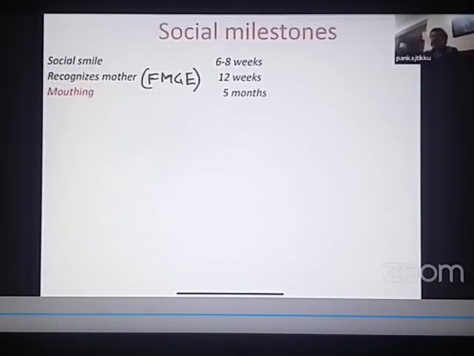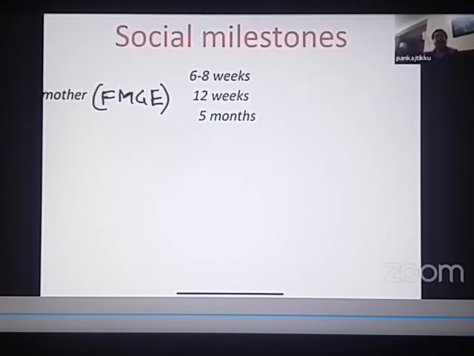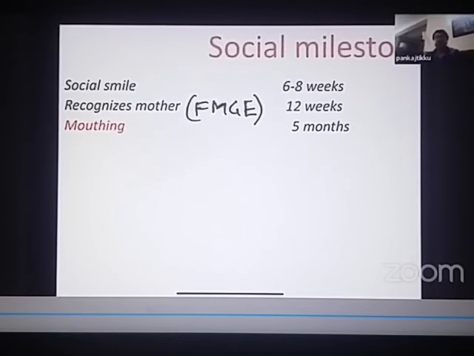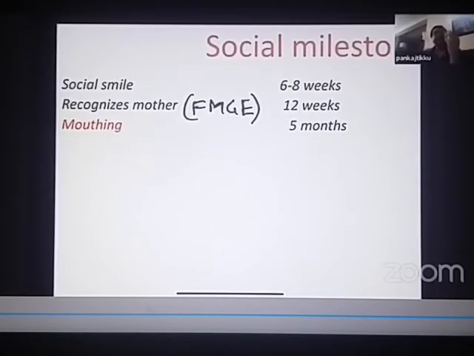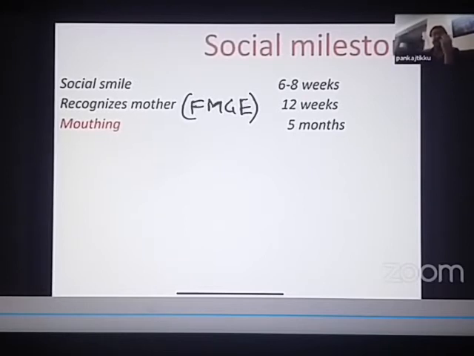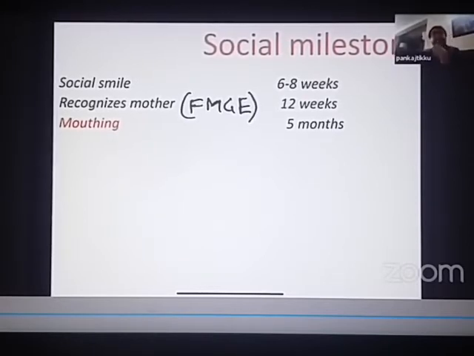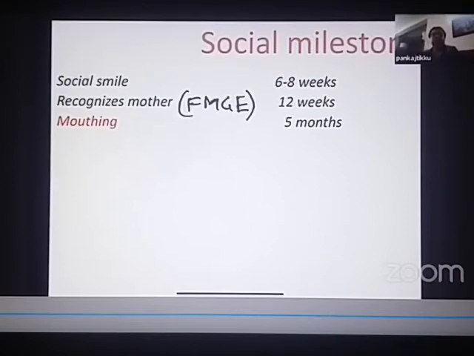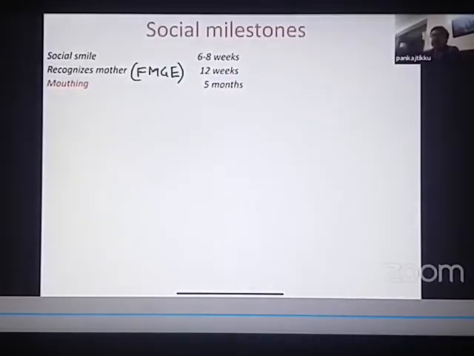When does the child start mouthing? So what is mouthing? At 5 months, anything that comes in the hand of the child tends to be taken to his mouth. It's a very dangerous period because this is the time the child is at a risk of poisonings. He may aspirate the things. So when does the child start mouthing? Anything that comes in the hand, the child takes it to his mouth. So mouthing at the age of 5 months.